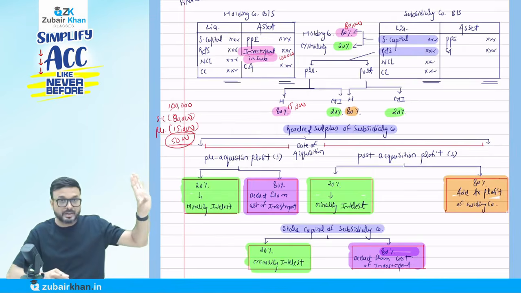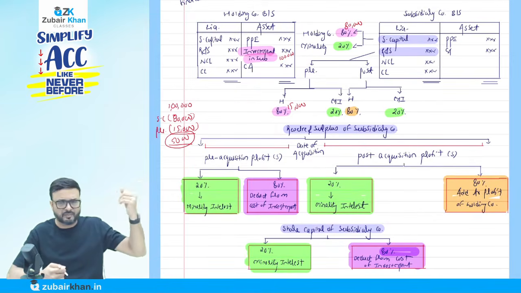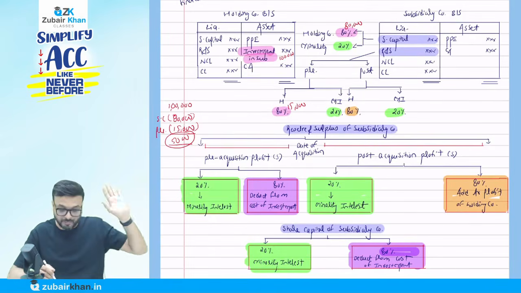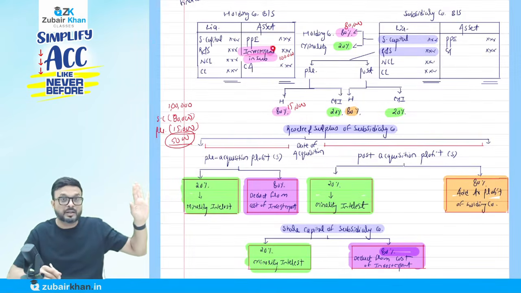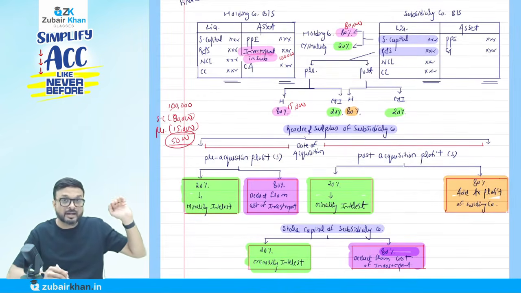We'll write the pre-acquisition profit belonging to minority, the post-acquisition profit belonging to minority, and the share capital belonging to minority. Very simple. Now I'm coming to the second part: whatever belongs to the holding company, the investment done by the holding company, will not appear in the consolidated balance sheet. We'll deduct it.